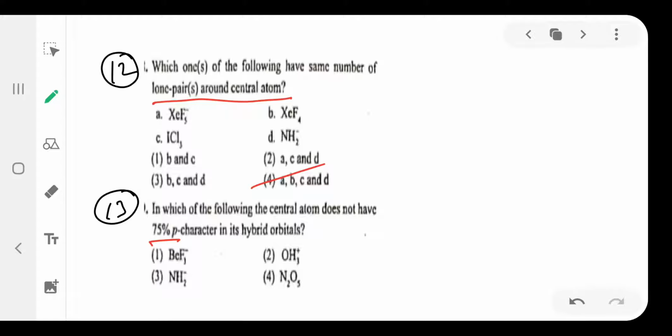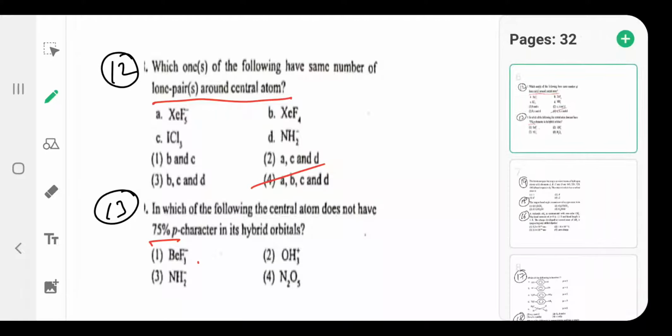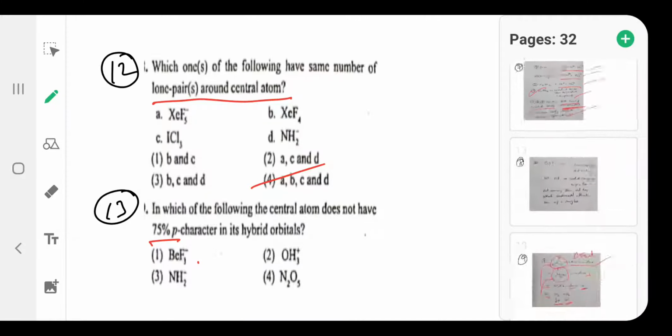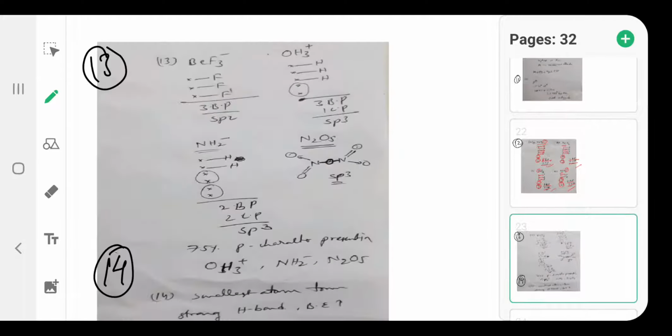75% p character in its hybrid orbital? Does not contain 75% p character. What is the hybridization of BF3 minus, OH3 plus, NH2 minus, N2O5? See the question number 3. We have to know about the hybridization, then only the answer is easy.